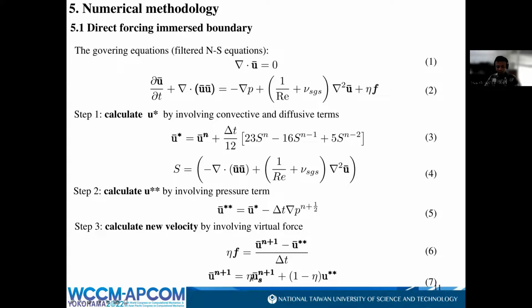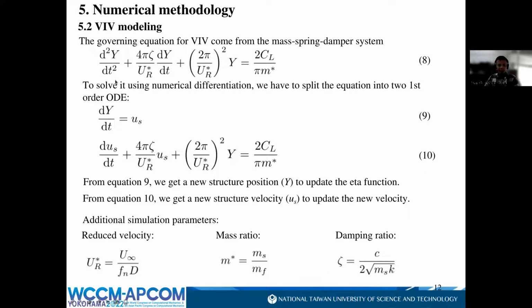We get this structure velocity from the third governing equation, which is the governing equation for the VIV simulation for the dynamic motion. This is in the form of a second order ODE. To solve equation 8, we split it into two first order ODEs, equation 9 and equation 10. From equation 9, we will get the new structure position to update the eta function, or the position of the structure. And then from equation 10, we will get Us, or the structure velocity, to update the new velocity here in equation 7.